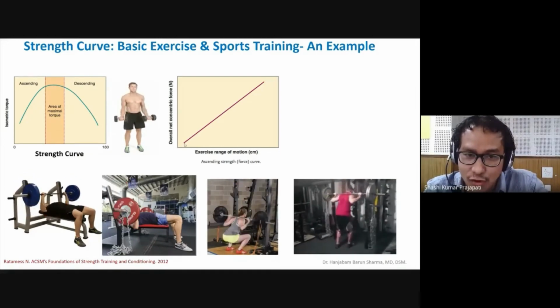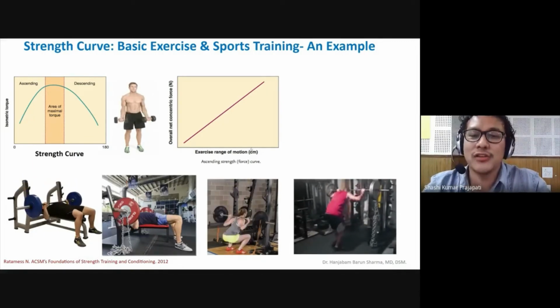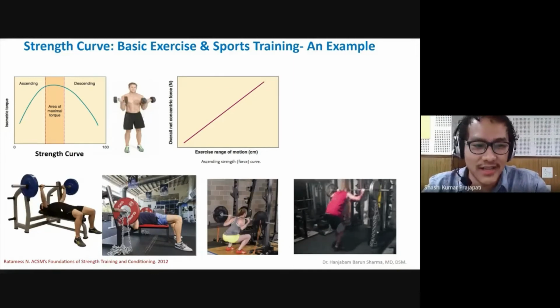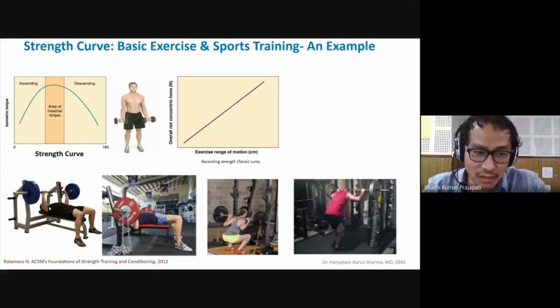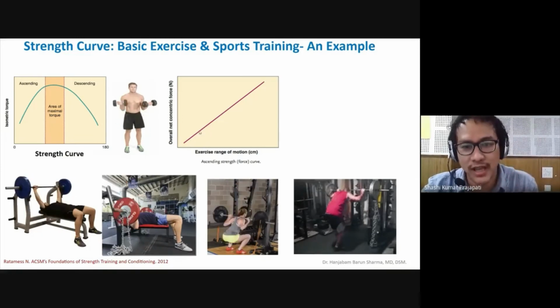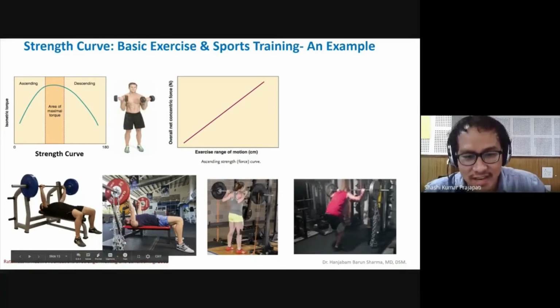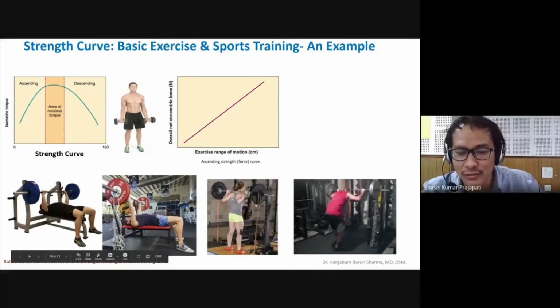Here you can see that the force production increases with the increase in range of motion of the exercise. That is, the force production will be minimum at the starting position, and it will be maximum at the end position. So in order to load the muscle optimally at the start of the exercise as well as at the end, we can hang a chain, or we can use a resistance band.